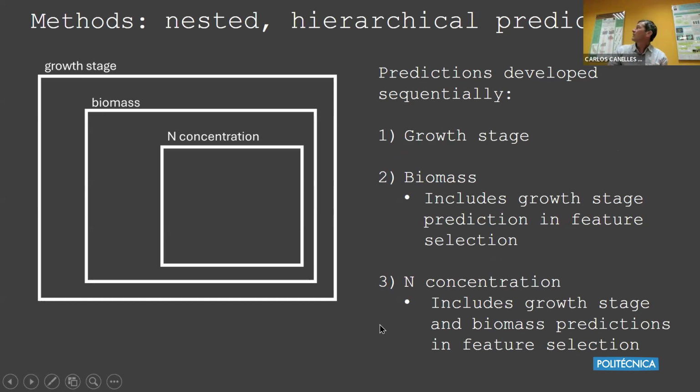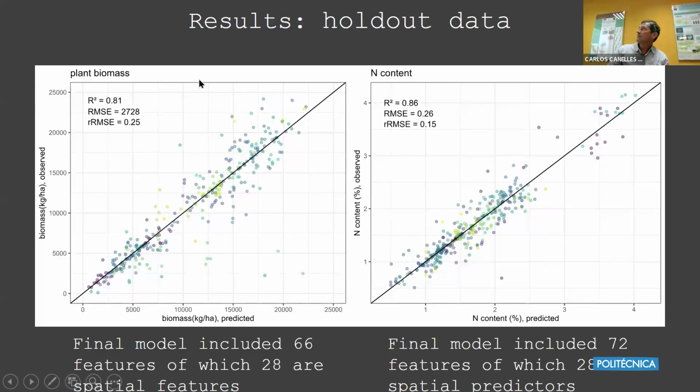Okay. So then this is our holdout data. This is our observed biomass, predicted biomass, observed nitrogen content, predicted nitrogen content. And that root mean squared error and relative root mean squared error that we're getting is pretty close to our error in our measurements themselves.